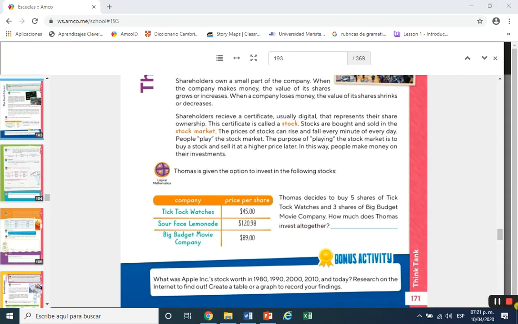Okay, so let's see. If he decides to buy 5 shares of TikTok watches, that means every share is worth $45, and 3 shares of big budget movie company that each one is worth $89. How much will we have here? After doing it, we have $492. Is that right? Did you get the same answer?